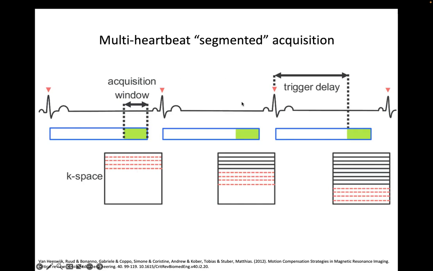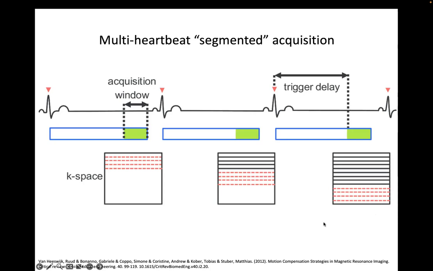Then on the next heartbeat, I will do it again, but use different phase encoding pulses so that I map to a new location in k-space. And then on the next heartbeat, I'll do it again, but again, different phase encoding pulses. So now I fill in this part of the k-space. This is called a segmented acquisition, in that we're acquiring, in this case, 1/3 of the data from this beat, 1/3 from this beat, and 1/3 from this beat.